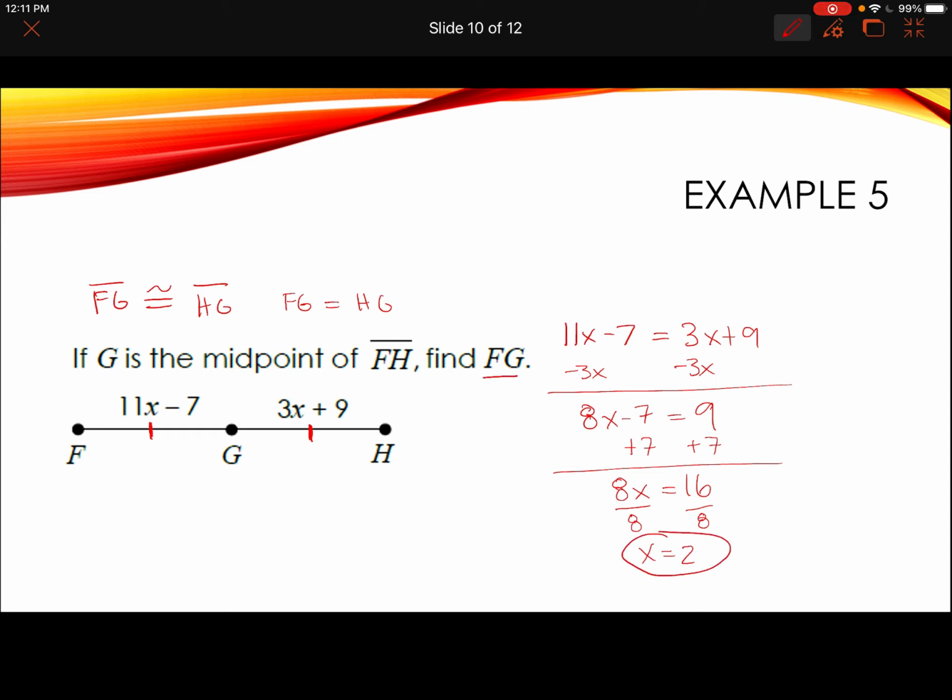So to find the length of FG, we need to substitute in 2 for x. That's going to give us 11 times 2 minus 7, which is 22 minus 7. That's going to be 15. So if G is the midpoint, then GH should be the same, and we can check that. So 3 times 2 plus 9 is 6 plus 9. It's also 15. So since both of those segments are 15, we know our work is correct.